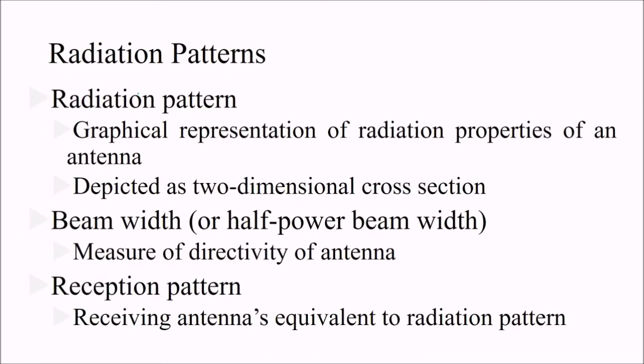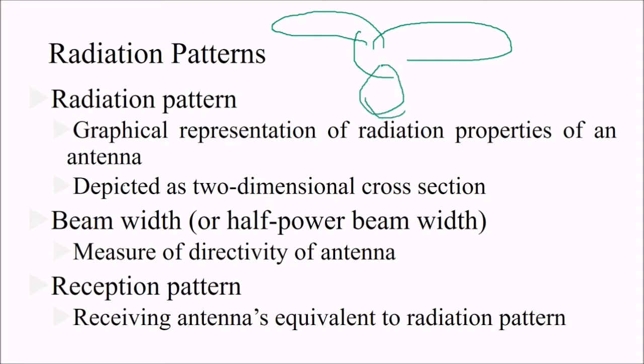What about the radiation patterns? The graphical representation of the radiation properties of an antenna is the radiation pattern, and this is depicted as a two-dimensional cross section. There can be various radiation patterns, and also we have beam width, which is half power beam width. This is a measure of directivity of the antenna. Directivity means how much the antenna is able to send the energy in a particular direction.